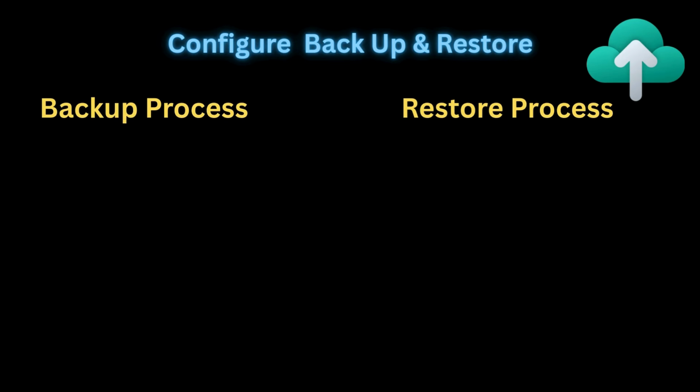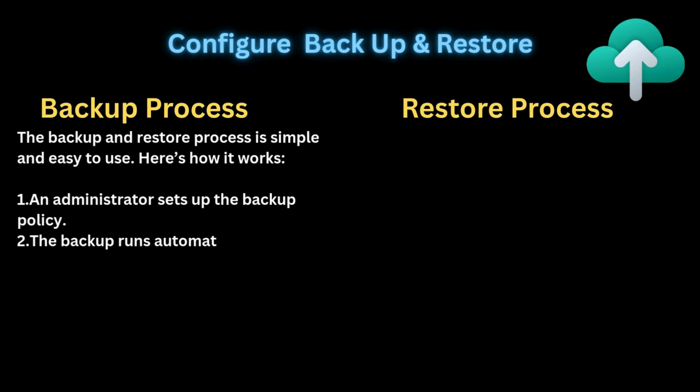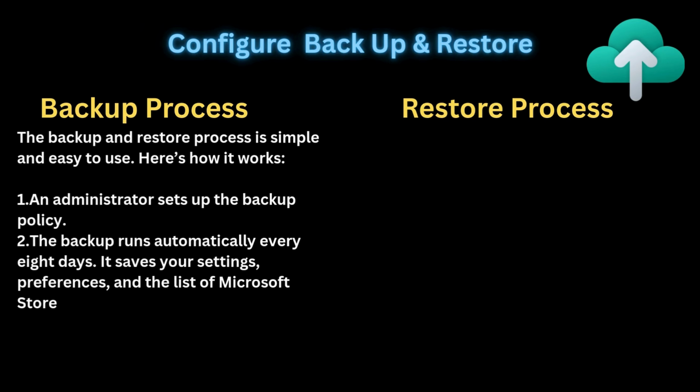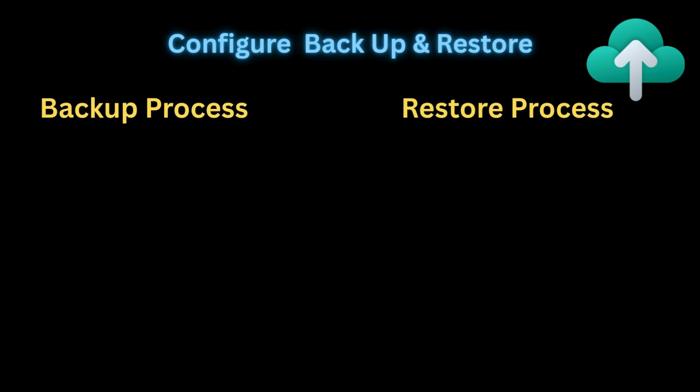Now let's understand how we can configure Windows backup and restore. To configure this, we must enable the backup process. Also, we must enable the restore process. With respect to the backup process, we are going to create a backup profile. That backup profile runs automatically every 8 days. It saves your settings, preferences, and the list of Microsoft apps that are installed. And if you want to start the backup, you can also start it manually.